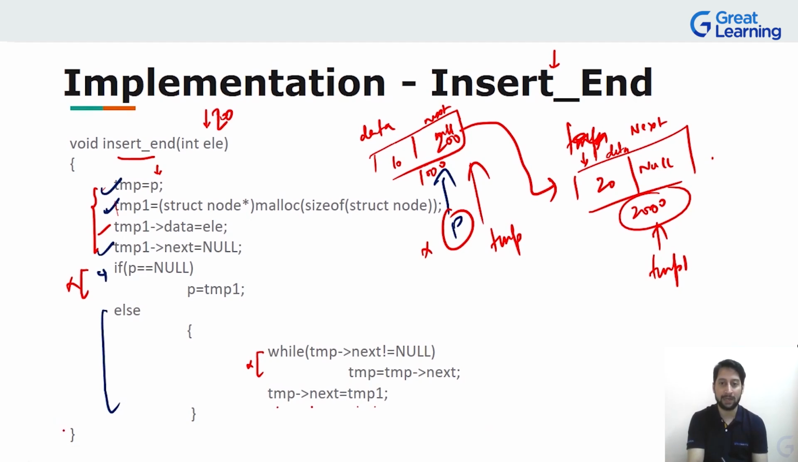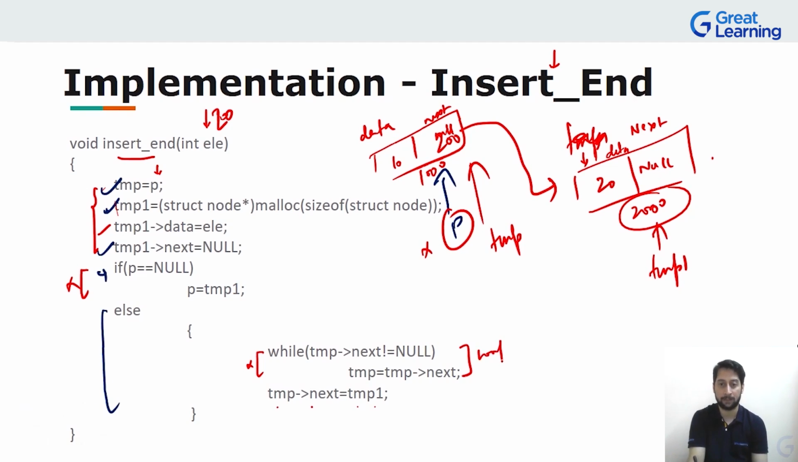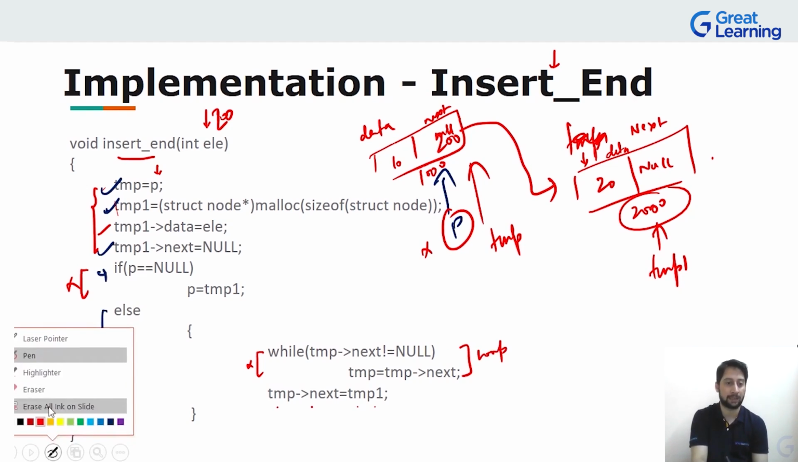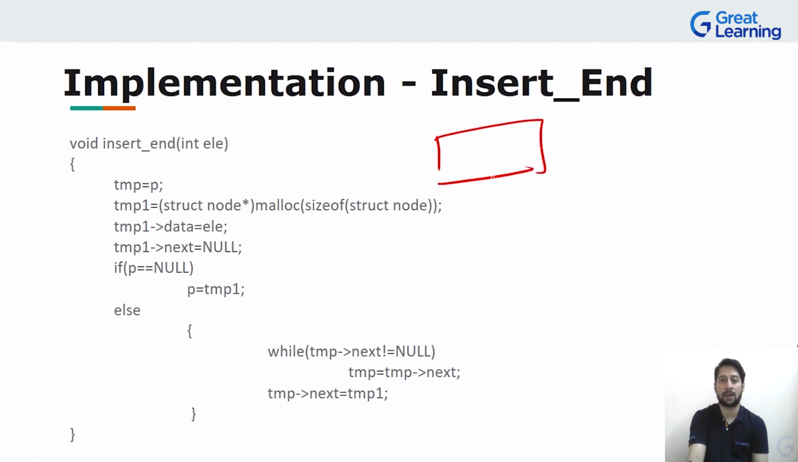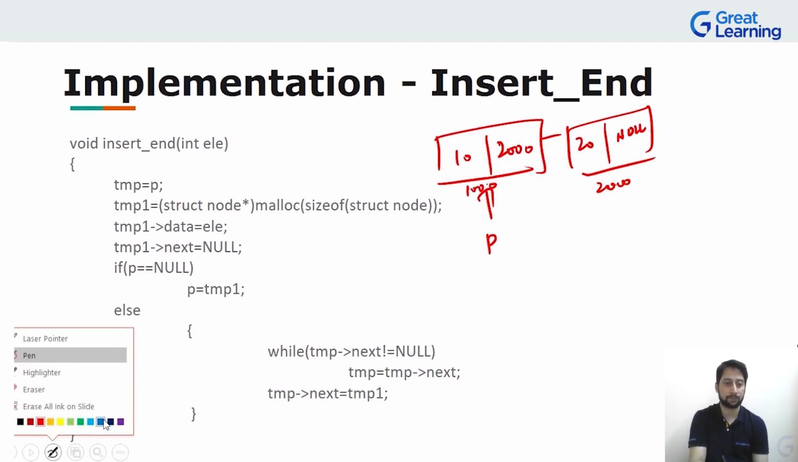Now let me quickly reiterate what I just said, but this time around we have two nodes, so that we see this iteration happening, we see this loop working. Just a minute, let me quickly clear it. So now let's suppose we have this P, and in this P we have 10, and this is 1000, and this is 2000, and 20 is there. Now let's see what happens.